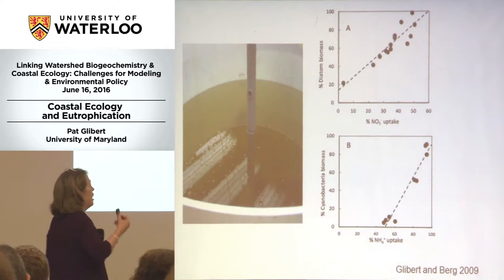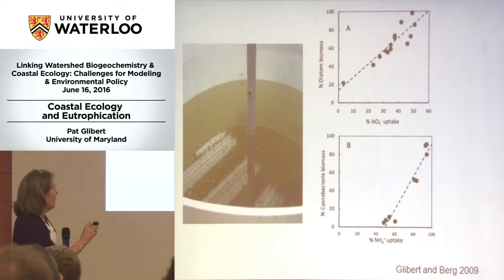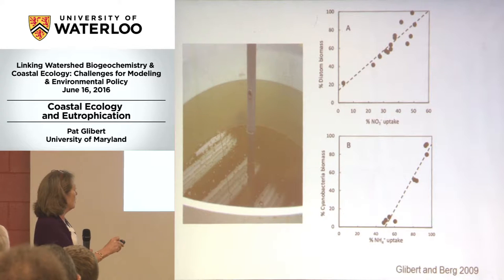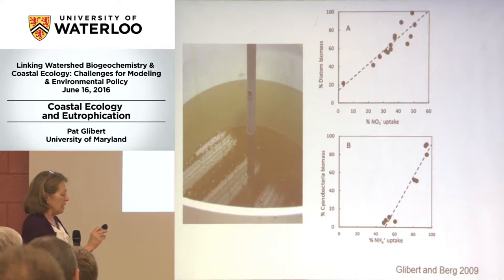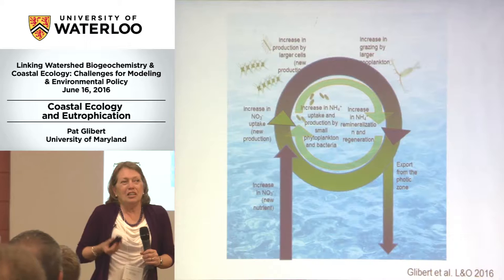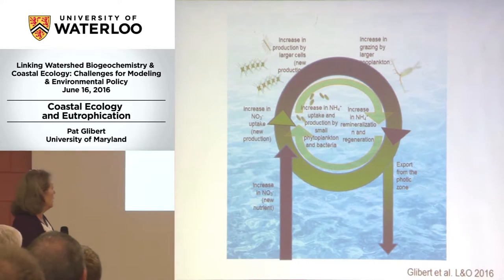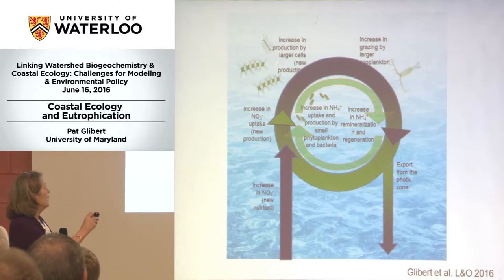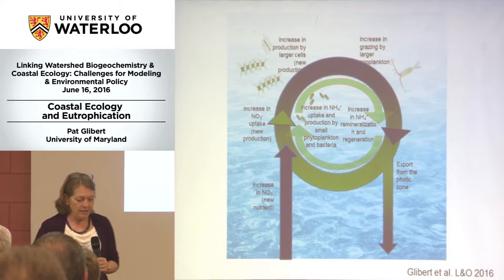And we see this if we do experiments in mesocosms. We see if we add ammonium, we get cyanobacteria. If we add nitrate, we get diatoms. And this is very consistent with the oceanographic principles that we are aware of, new and regenerated production. New production, meaning more nitrate. We make larger cells, we have more grazing by larger zooplankton, we also get more export from the photic zone, whereas ammonium drives the microbial loop.